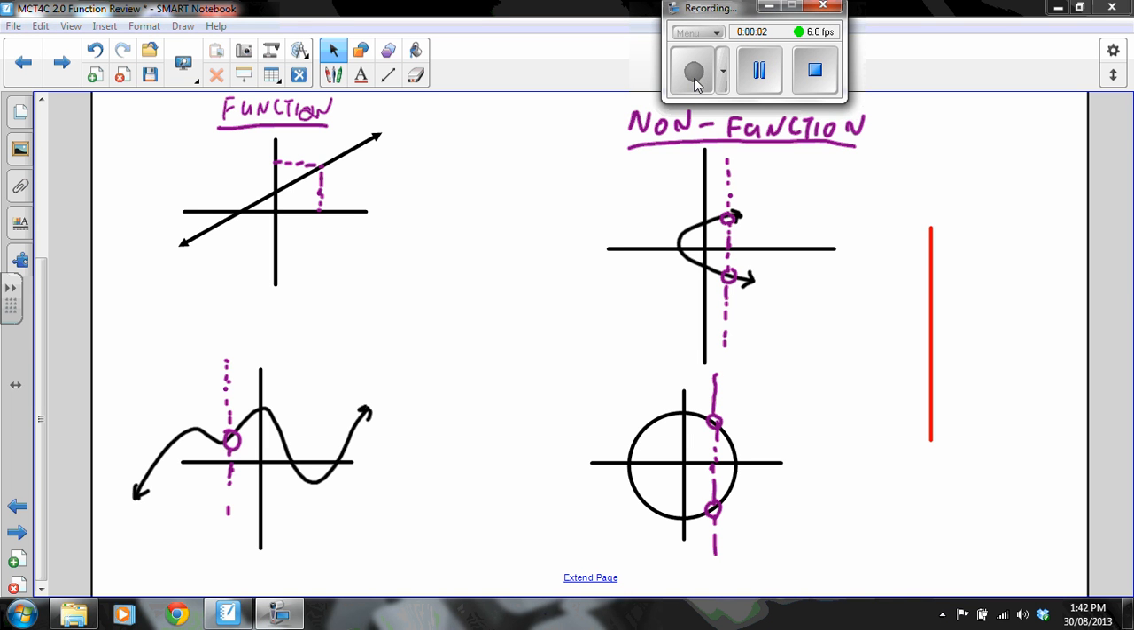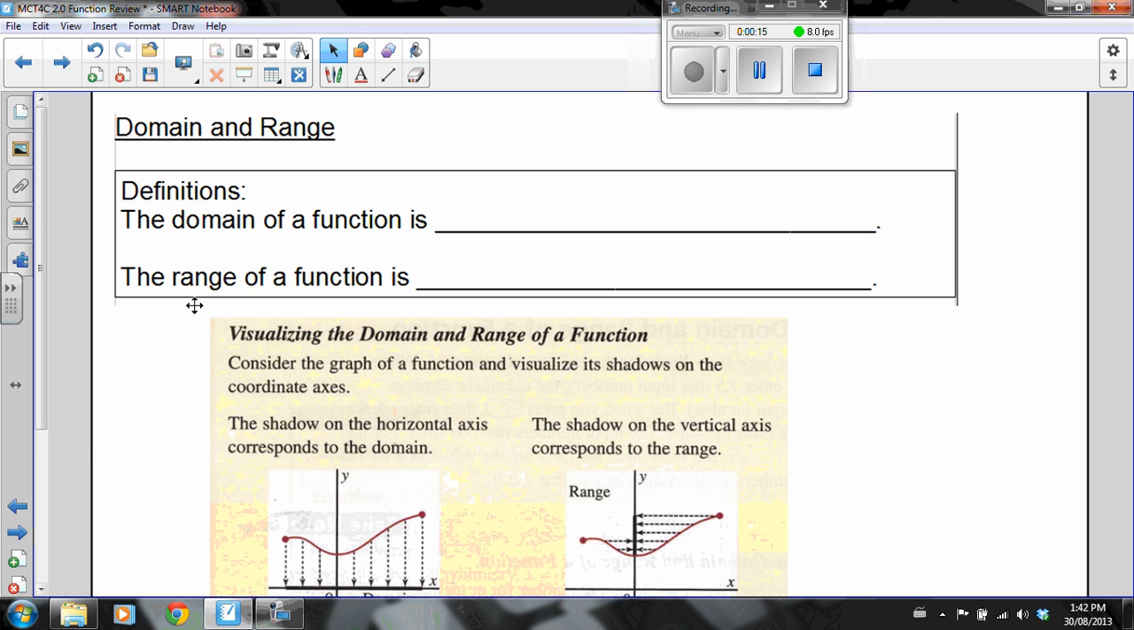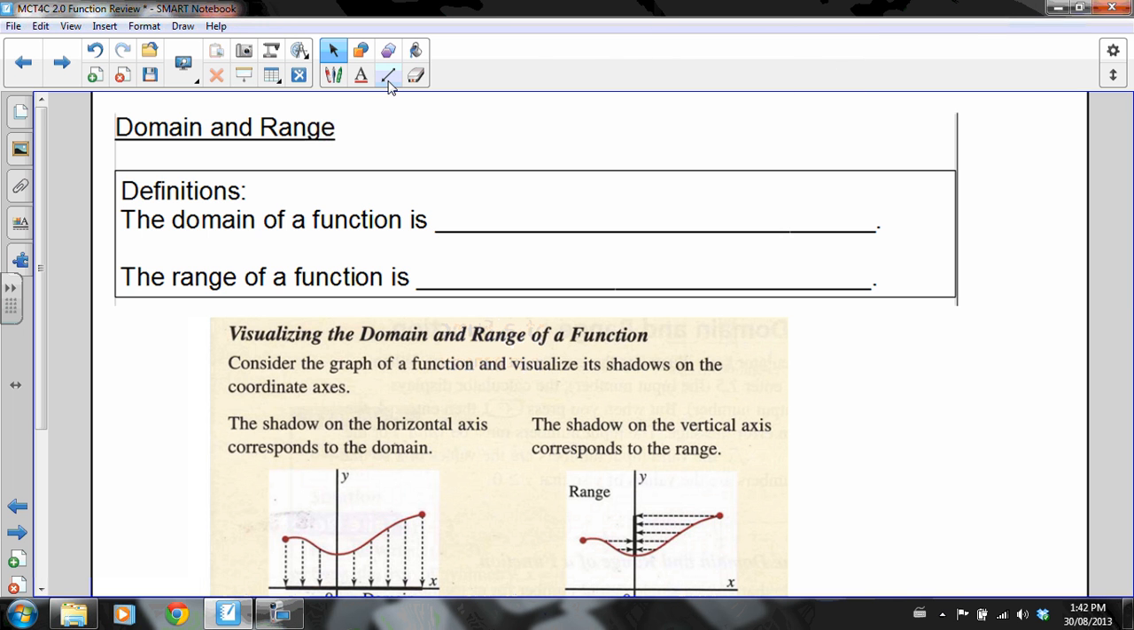Okay, we're back. MCT4C, Day 10, Lesson 2.0 on function review. We were just talking about the vertical line test and functions versus non-functions. Domain and range. We talked a little about domain and range already.